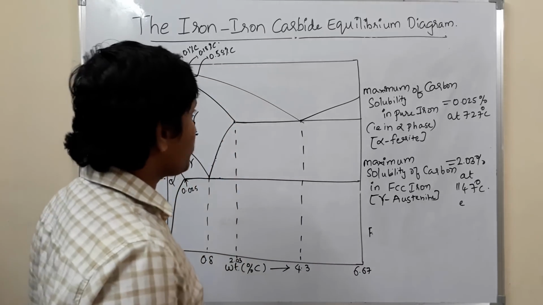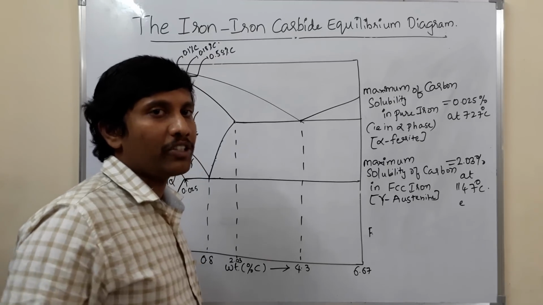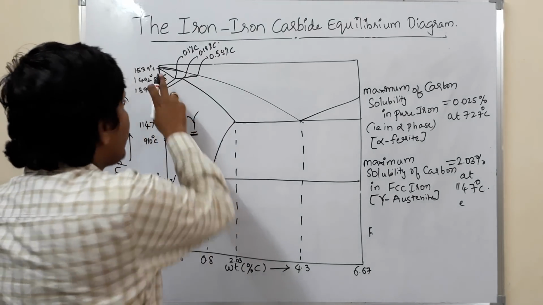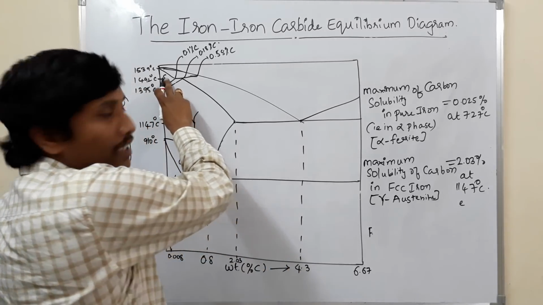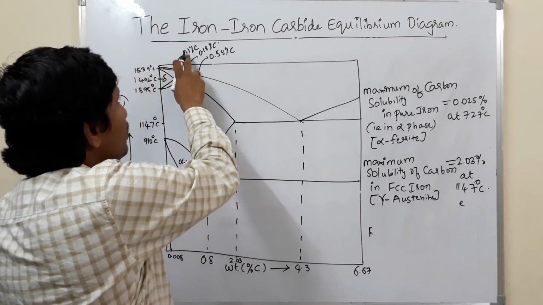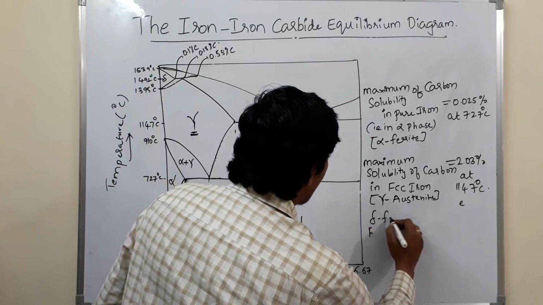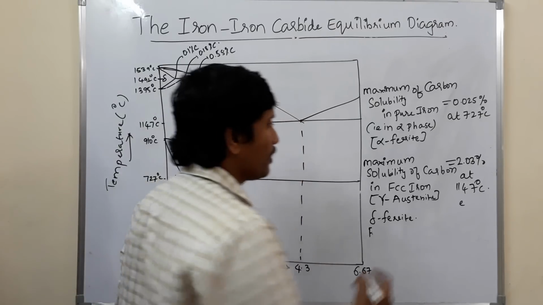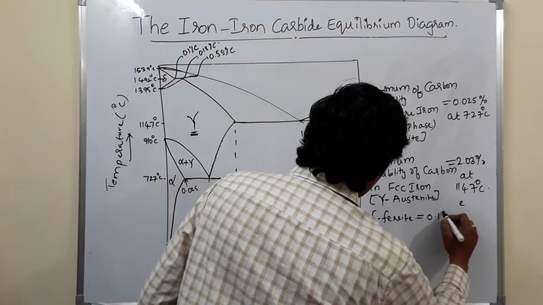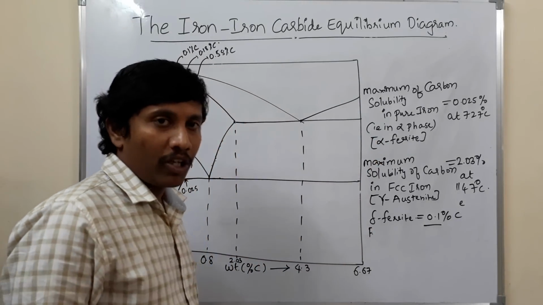Similarly, what is the another pure solid solution you can observe? It is delta ferrite. So in delta ferrite, the maximum solubility of carbon is 0.1 percentage. What is the maximum solubility of carbon in delta ferrite? It is equal to 0.1 percentage carbon. So I think you are clear with this.